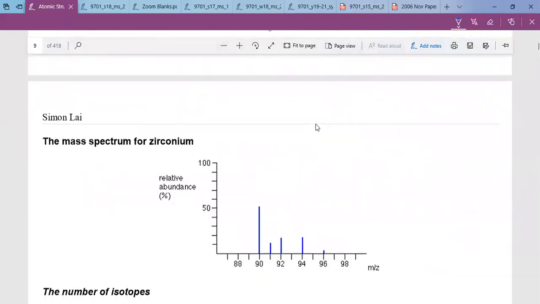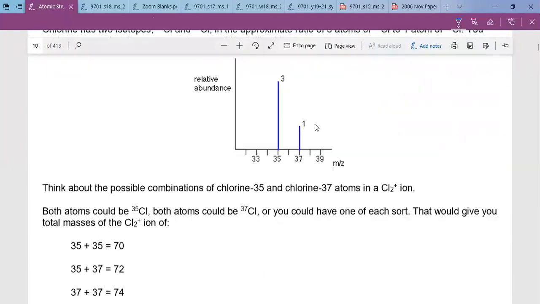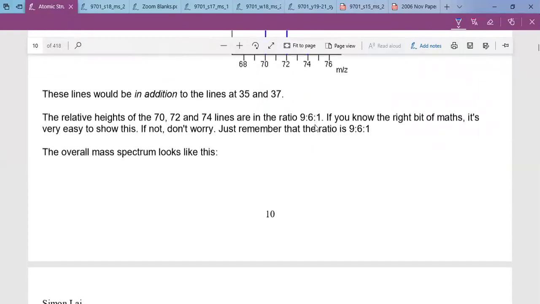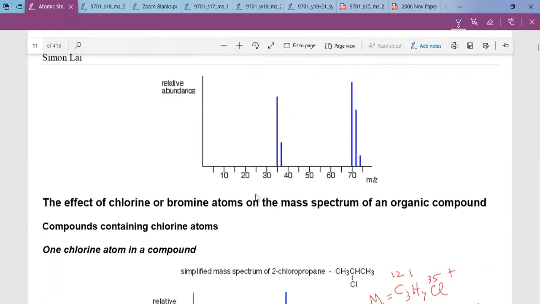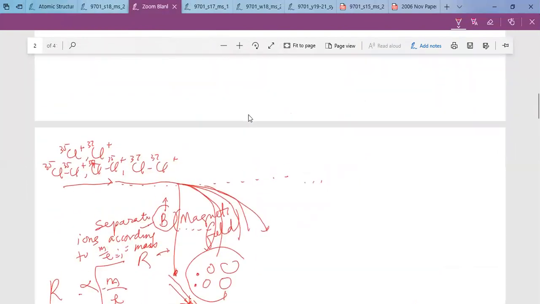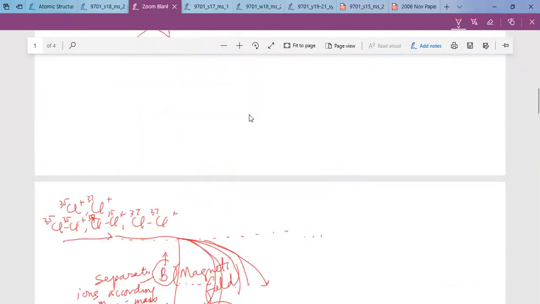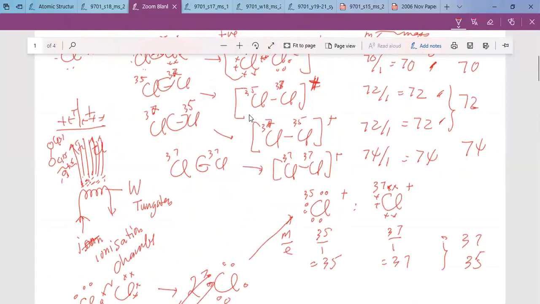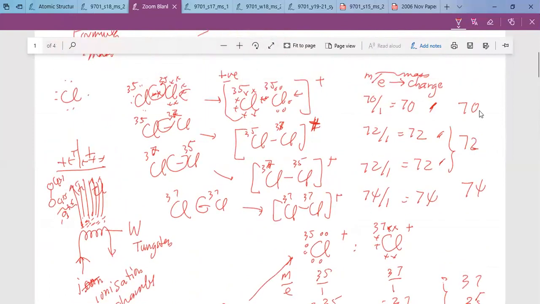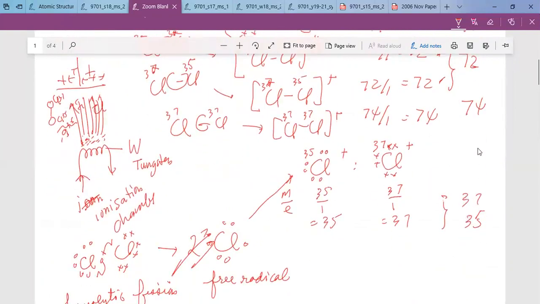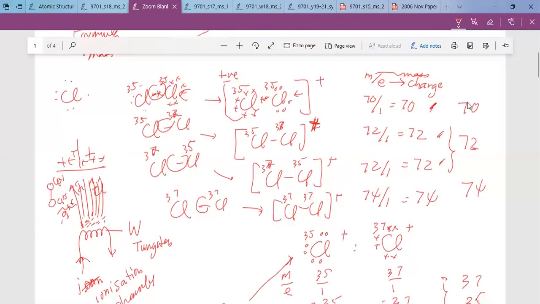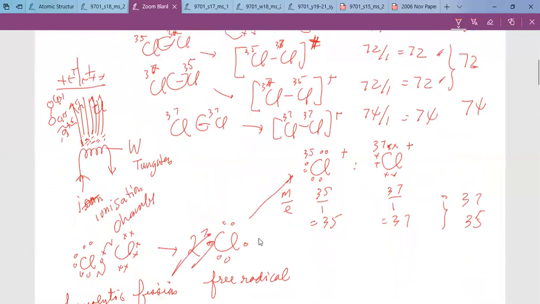Now, if you talk about chlorine, I'm going to show you one answer here because I have no time already. It takes a long time. For chlorine here, you remember, how many different masses? Five: 70, 72, 74, 35, and 37. Three of them are for the molecule, two of them for the atoms.